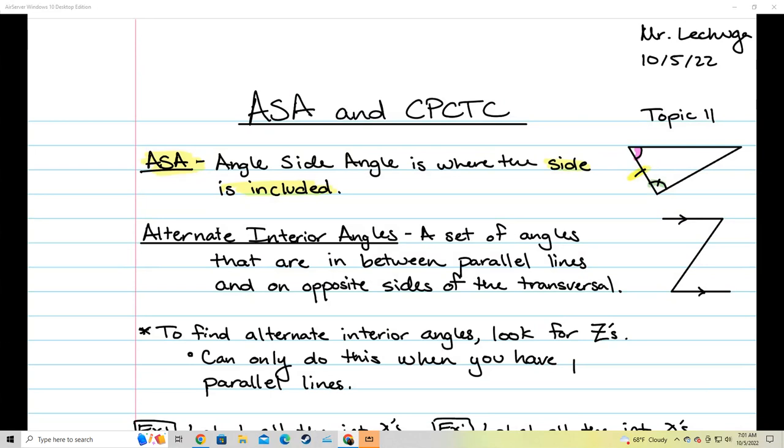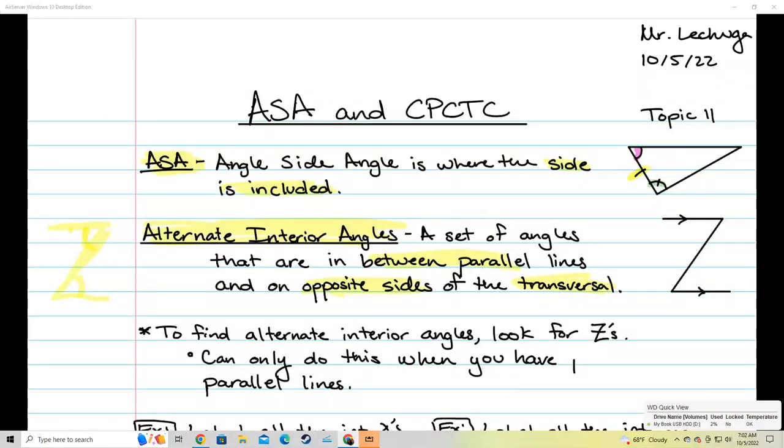Next thing we're going to jump into is alternate interior angles. This is another thing that we've talked about before. Alternate interior angles are when you have a set of angles that are in between the parallel lines and on opposite sides of the transversal. The easier way that we've said it, in between the parallel lines, opposite sides of the transversal, we said it looks like a Z, right? And on that Z, it catches the two angles. It catches those little angles on the top.